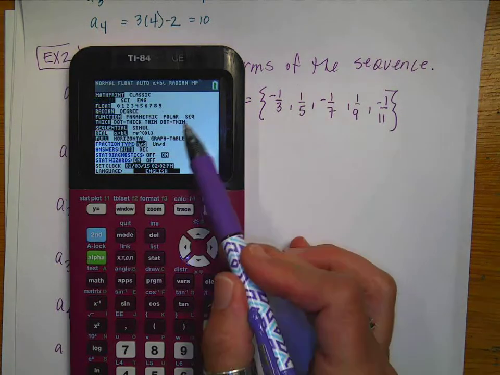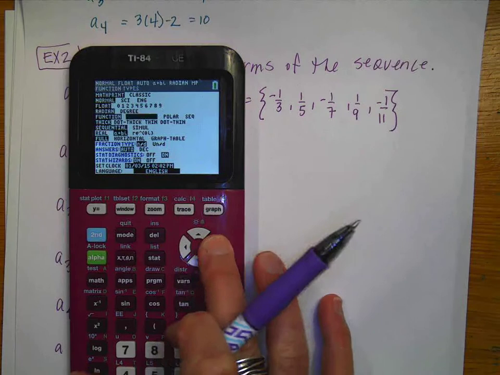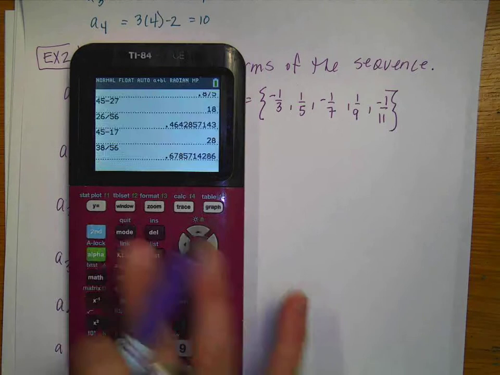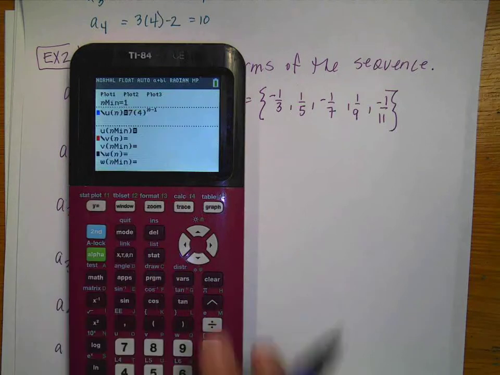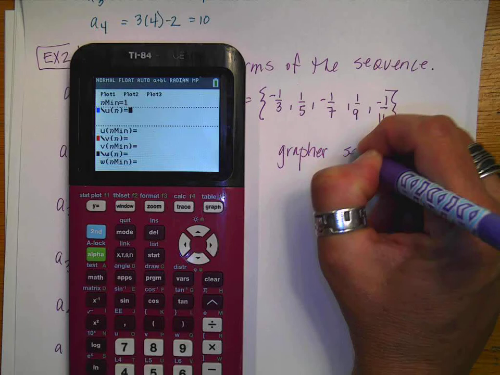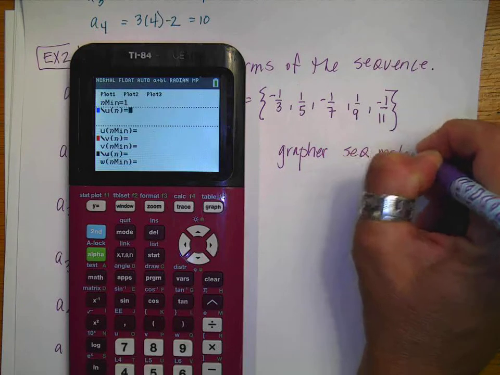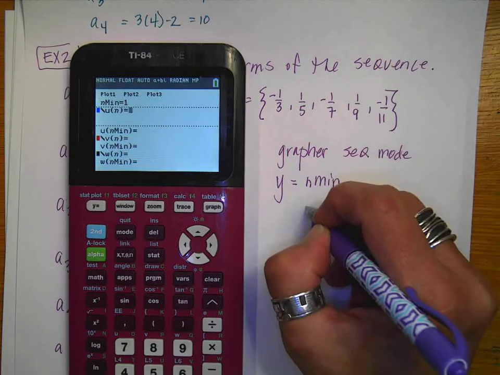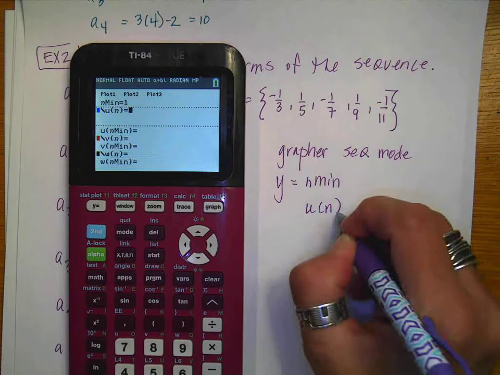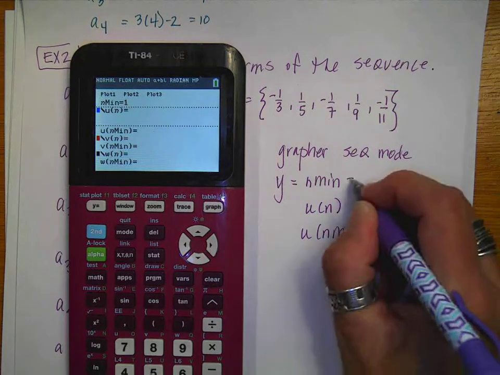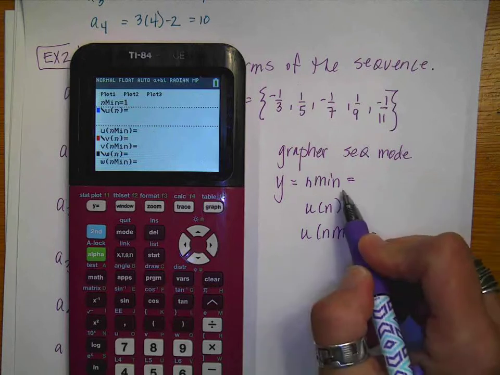Okay, so the first thing that I'm going to do is I'm going to put my calculator in sequence mode. So I'm going to go here and go to sequence. And then I'm going to quit. And I'm going to go to my y equals. Okay, and you'll notice all kinds of stuff. So when you're using your grapher, and you have your grapher in sequence mode, and you go to your y equals, you're going to get an n min, and then you're going to get a u of n, and then you're going to get a u of n min. And let me explain what each of those lines mean.